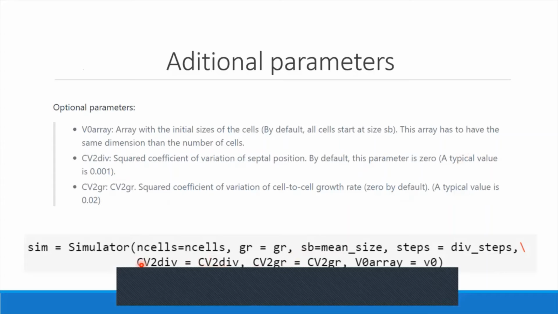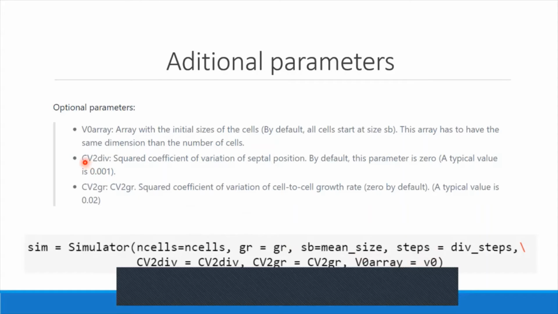How to do it? Here you can just add these additional parameters to the function simulator, to the object simulator. Two of the most important is v0 array, where you can put a given size at birth, an array of sizes at birth. So if you want to simulate, for instance, 1,000 cells, you have to provide a v0 array with 1,000 elements.